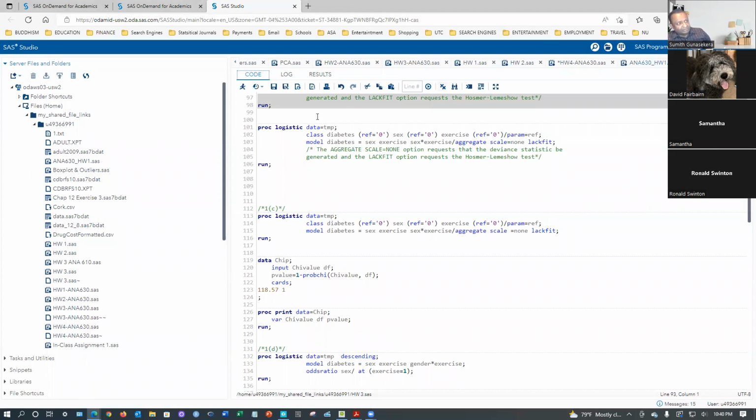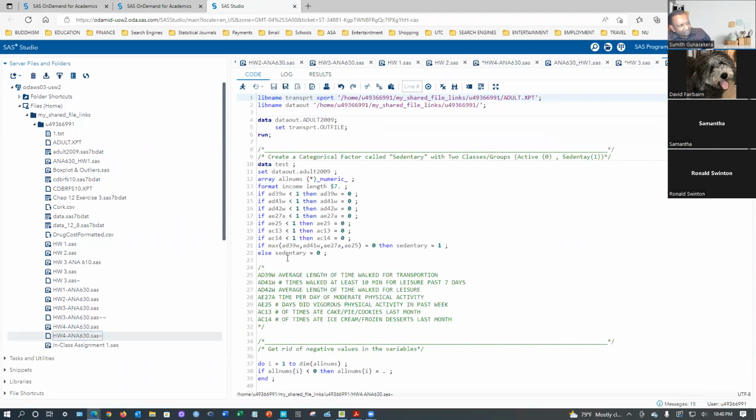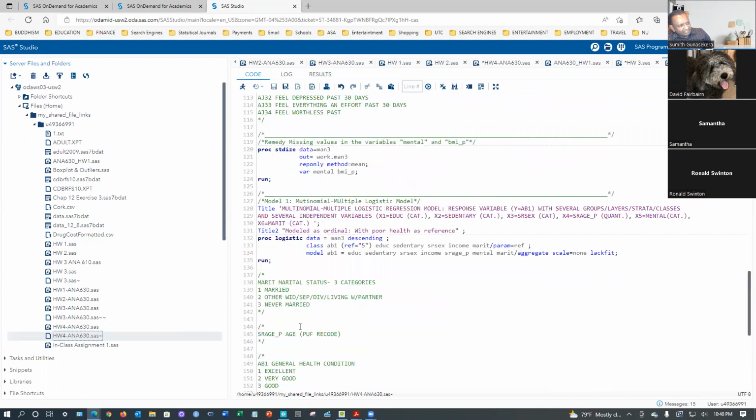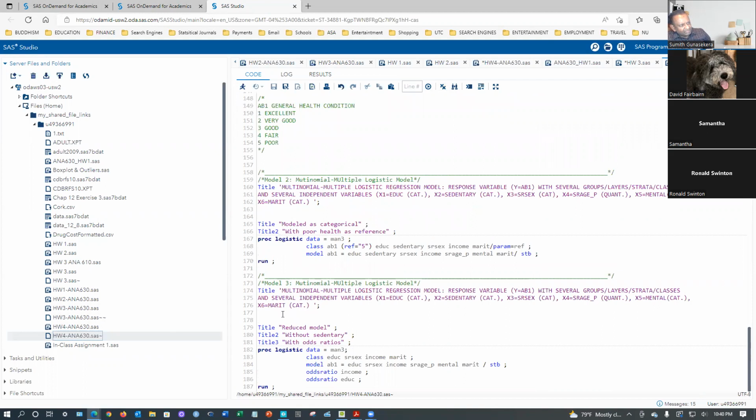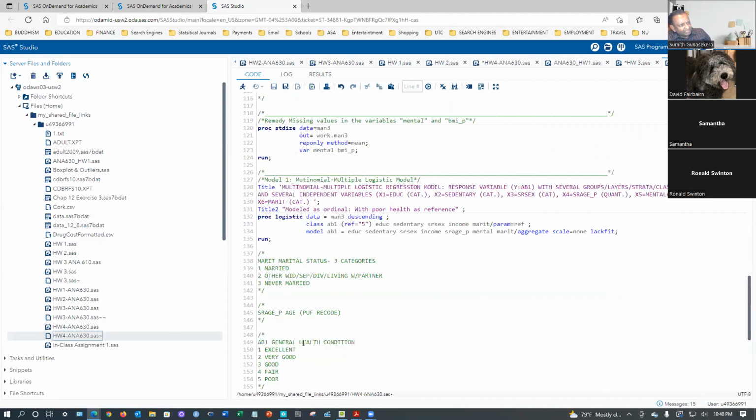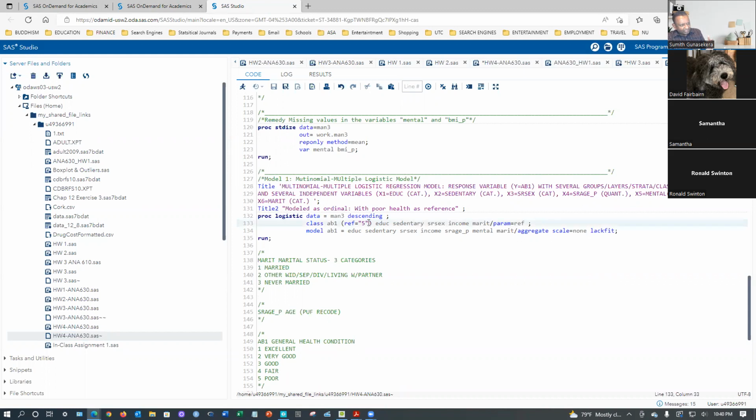Our homework 4, I'm using that other data that we are using in this class, and I'm talking about these 3 models here. The descending means, in the ordinal, that it has been ordered 1, 2, 3, 4 like that. AB1 means general health condition, not only 2 options here but 5 options: poor, fair, good, very good, excellent. I'm going to keep the reference as the 5th one, the poor one. With respect to the poor one, what's going to happen? This is my Y variable, so this is a multinomial multiple logistic regression model.